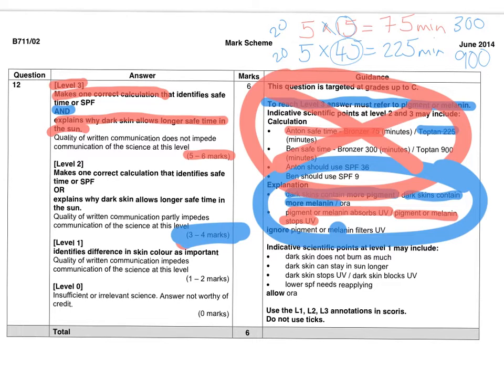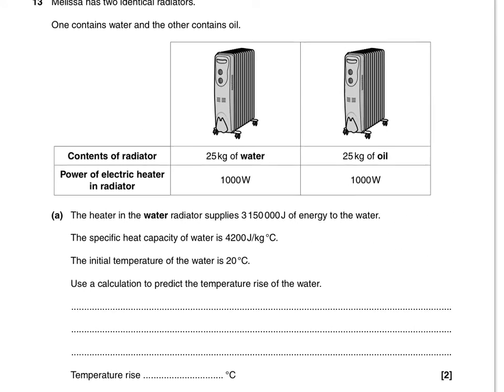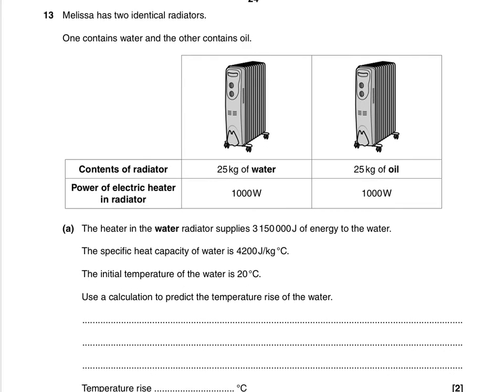But if you just have a go, level 1 identifies differences in skin colour as important. If you just said dark skin does not burn as much as light skin or fair skin, then you're in the level 1 category. You're picking up 1 or 2 marks. So please don't be lazy. Please don't ignore the 6 markers, because they are worth vital marks, all right? So keep your eyes open for them, please. Okay, 3 pages left to get this physics section done.